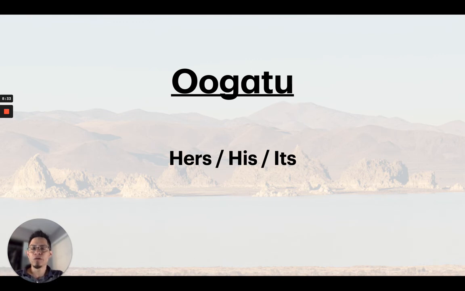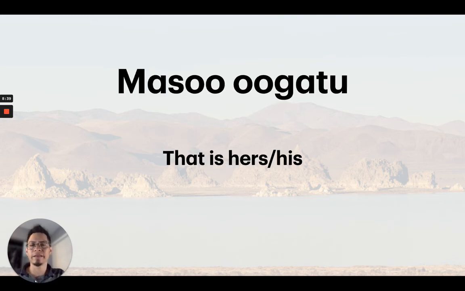And finally, ugat. That one refers to hers or his or its. In other words, like this. Masu ugat. That is hers. Or that is his. Or maybe even that is its. Referring to something. That is hers. Masu ugat.